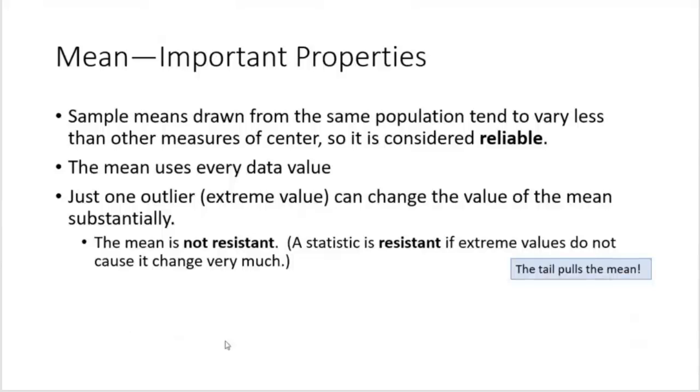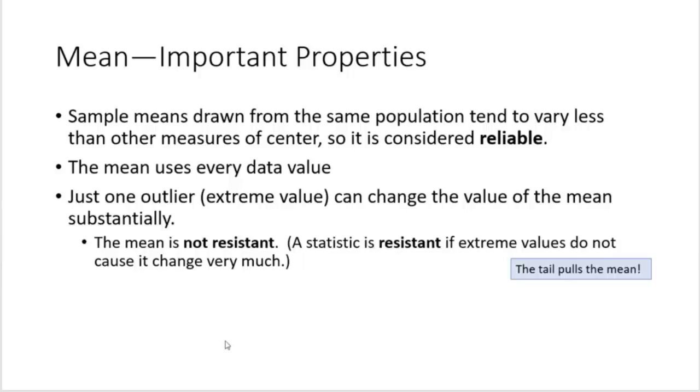Okay, so about the mean, some important properties. We have a couple of key words here that are new vocabulary for us. One of them is reliable, and the other one is resistant. If it doesn't vary a lot when you have different samples from the same sort of population, so you take different samples from that same population, then it's considered reliable. No matter which sample you use, you're going to get an answer that's very close to the same thing. And that's reliable, and a mean is reliable.